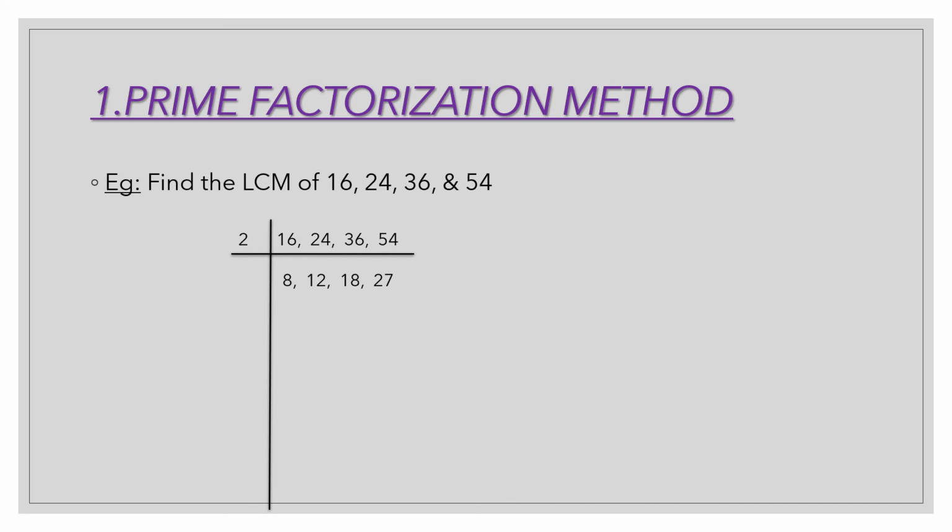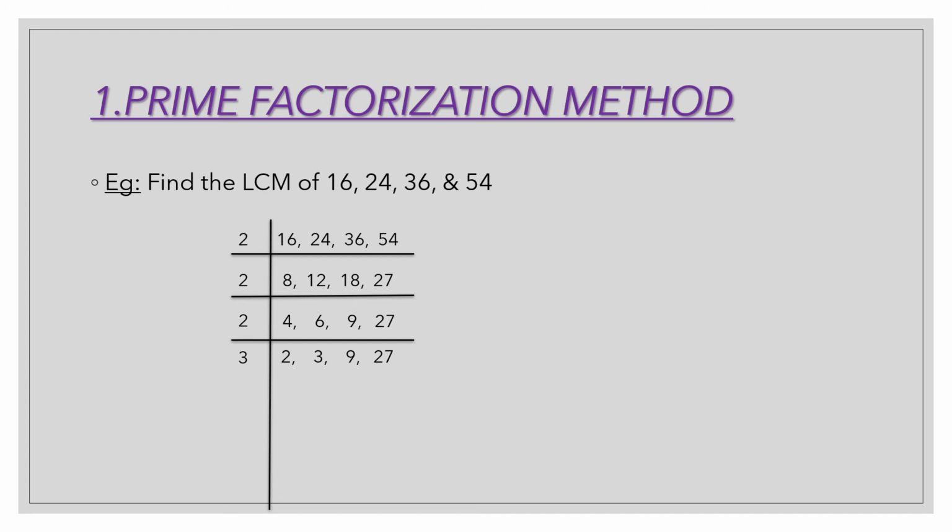Now again this we divide by 2. 2 fours are 8, 2 sixes are 12, 2 nines are 18, 27 as it is. Why? Because 27 doesn't come in 2 table. So we keep 27 as it is. Now again we divide this by 2. 2 twos are 4, 2 threes are 6, 9 and 27 doesn't come in 2 table. So we keep 9 and 27 as it is.